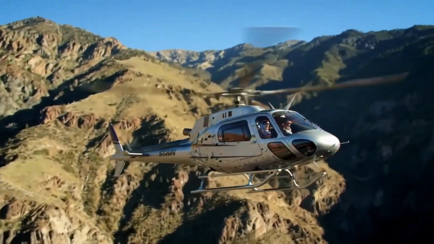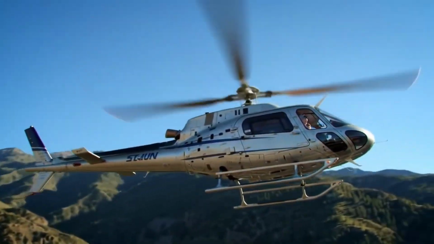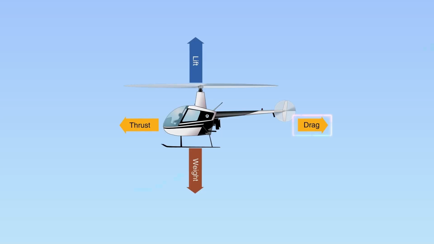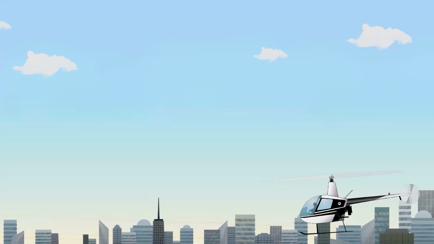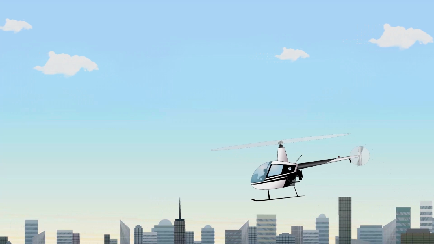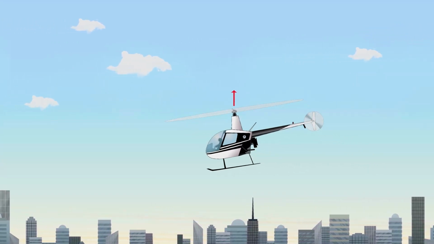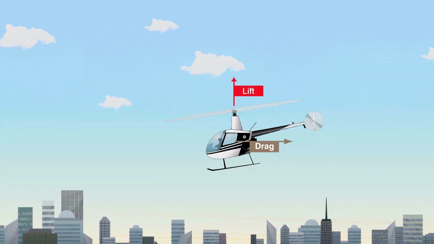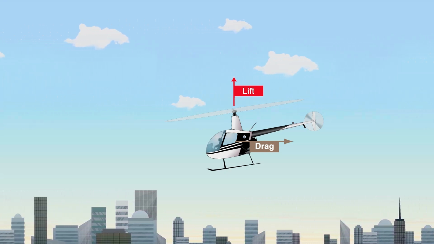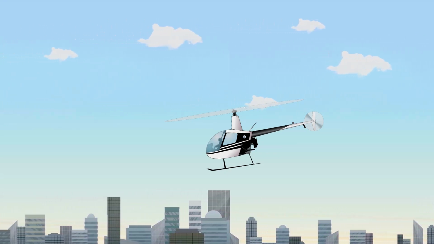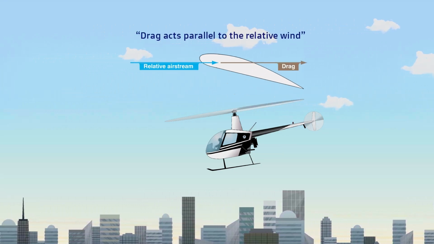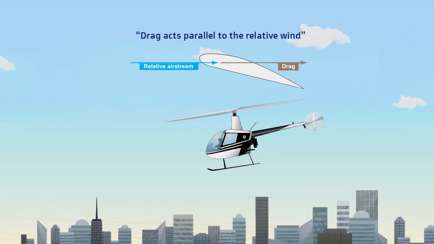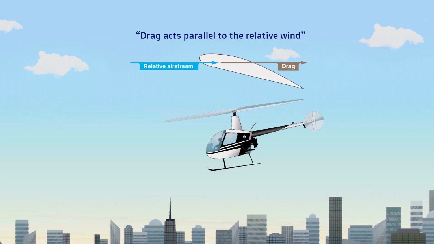Have you ever wondered what force holds a helicopter back as it moves through the air? That force is called drag, and it's one of the four fundamental aerodynamic forces that act on any aircraft. In helicopters, drag is the force that resists movement through the air. It's produced when lift is developed by the rotor blades, and it's something the engine must constantly fight against to keep the rotor turning. By nature, drag always acts parallel to the relative wind. That's the airflow experienced by the moving blades.